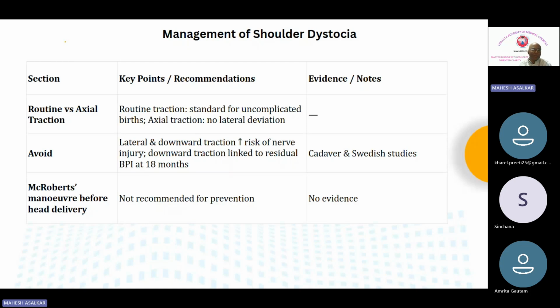Then, McRoberts maneuver before head delivery, will it help? Before delivery of the head, McRoberts is not indicated. So McRoberts is the maneuver of first choice after the development of shoulder dystocia, once you diagnose, but not before the delivery of the fetal head.